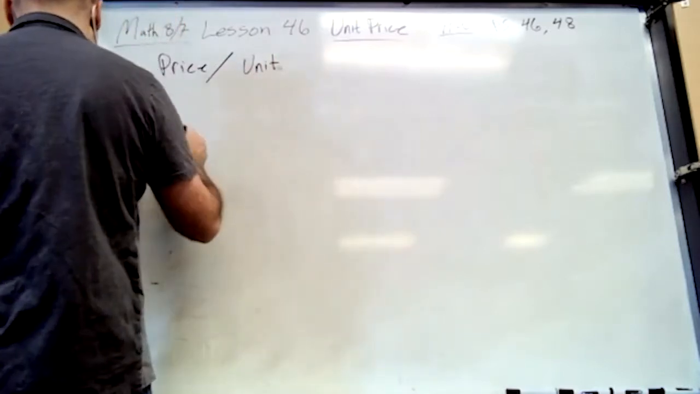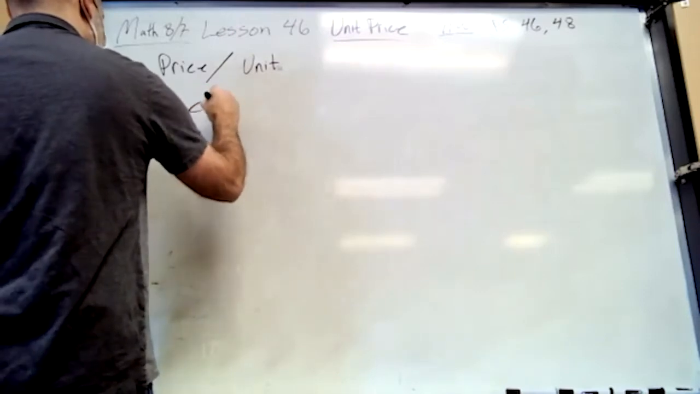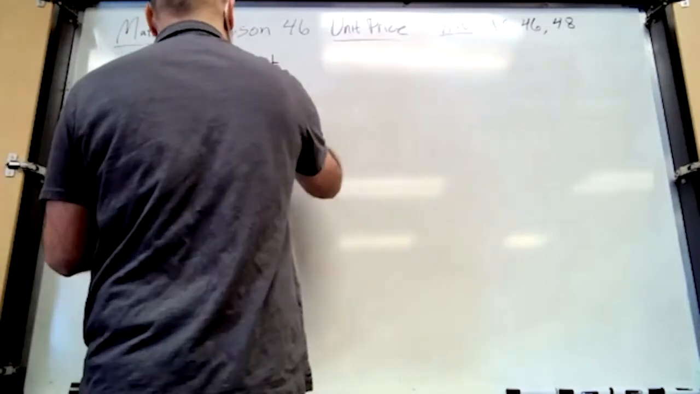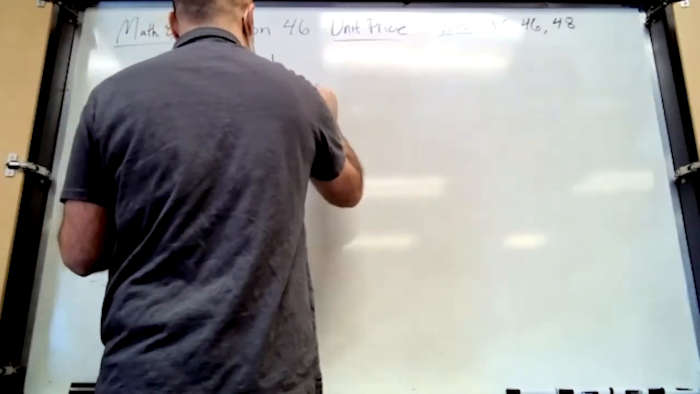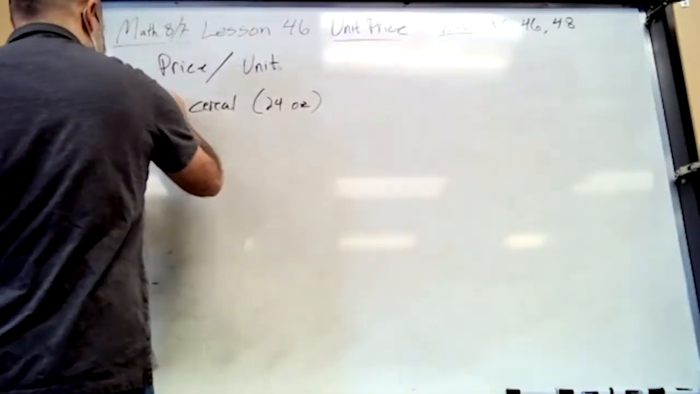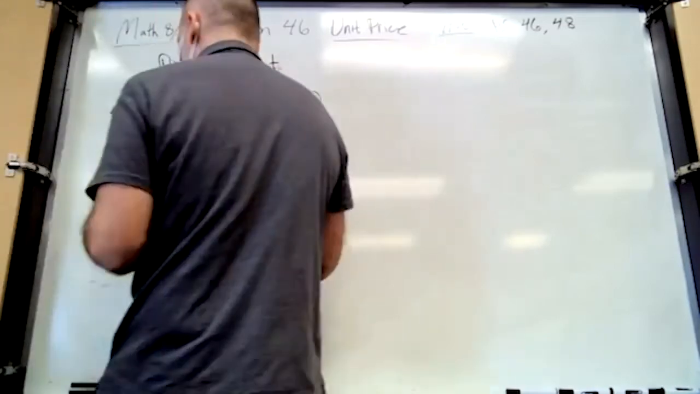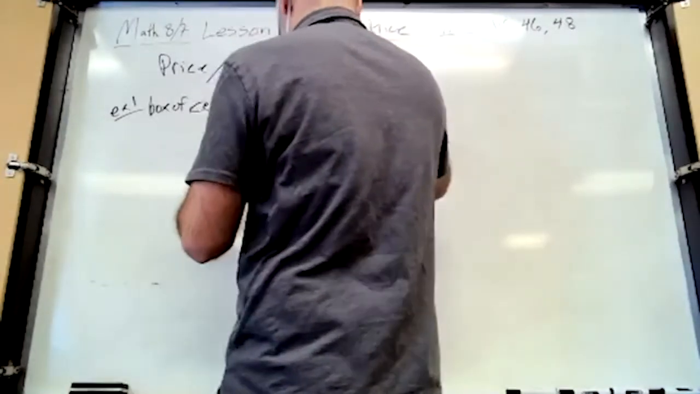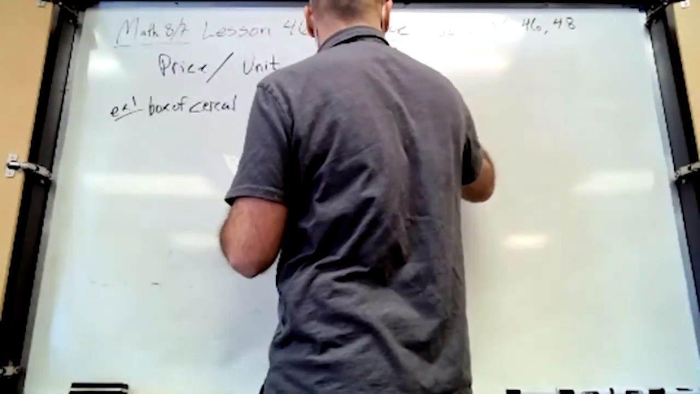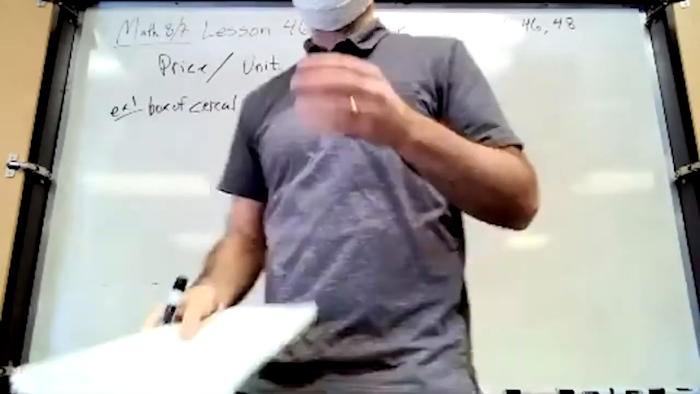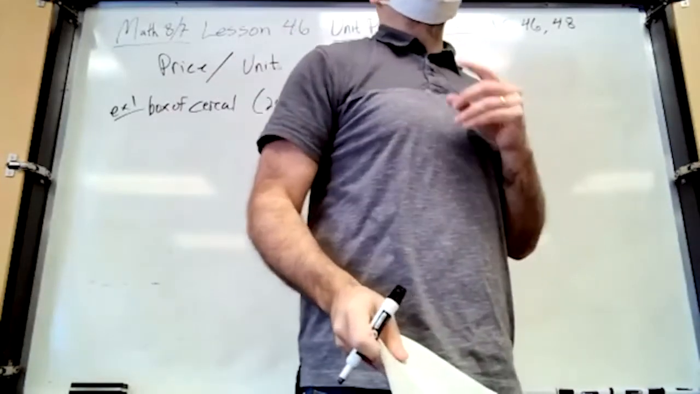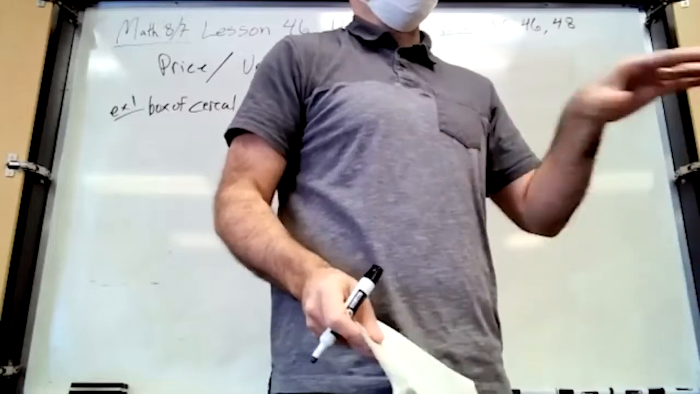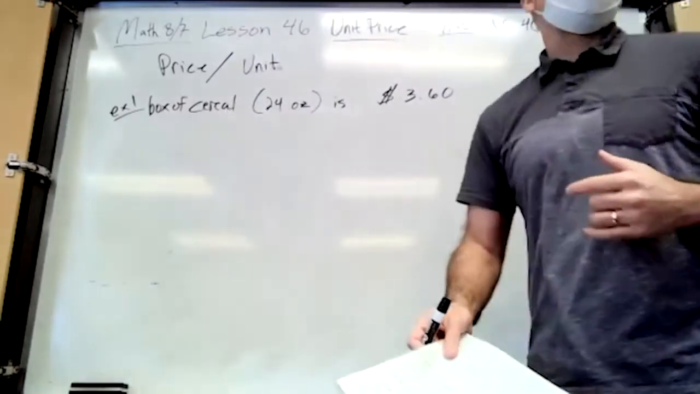Here's example one. Let's say cereal, 24 ounces. So this is a box of cereal. 24 ounces of cereal is $3.60. Usually the unit is not like a flake. If it's corn flakes, it's not price per flake. No, they don't do that. It's usually price per ounce.